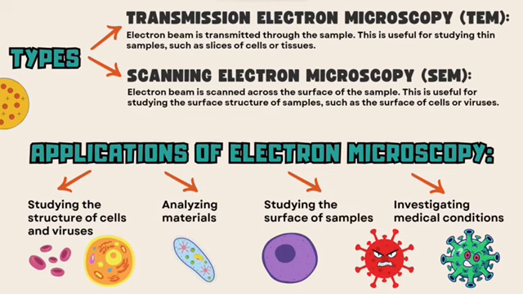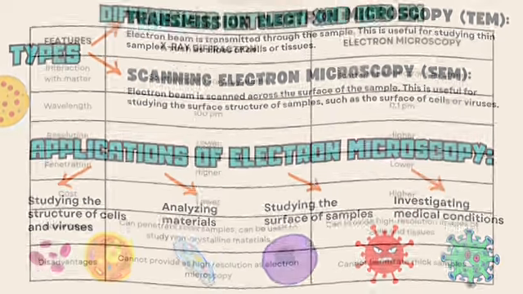Nowadays, electron microscopy has a wide range of uses, including: the first one is studying the structure of cells and viruses. Secondly, analyzing materials. The third one is studying the surface of samples. And lastly, electron microscope is used in investigating medical conditions.